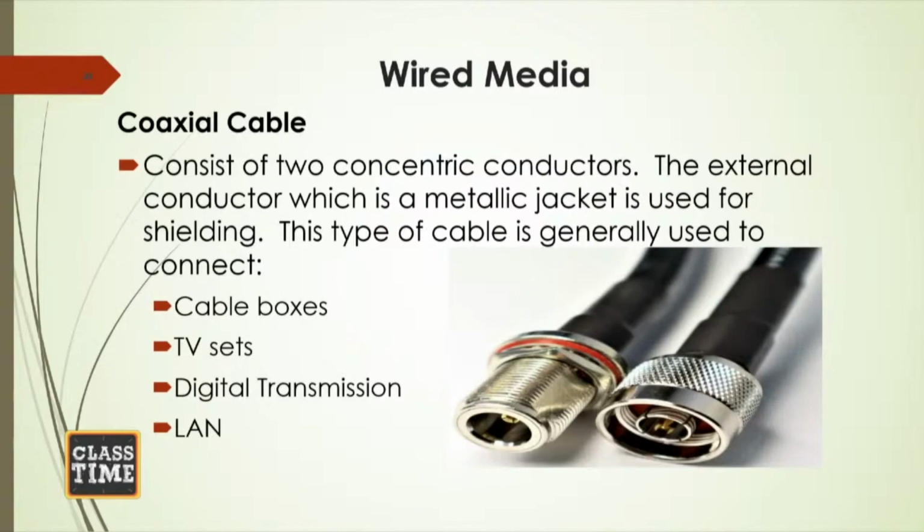Now we are looking at coaxial cable. Coaxial cable consists of two concentric conductors with the external conductor in a metal jacket. So most of you know what a coaxial cable is already. You may not know that that was the original name, but you are aware because you have your cable boxes and most of you have your television set that you use these cables to connect to.